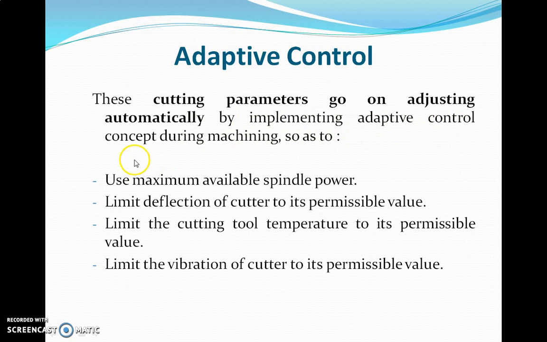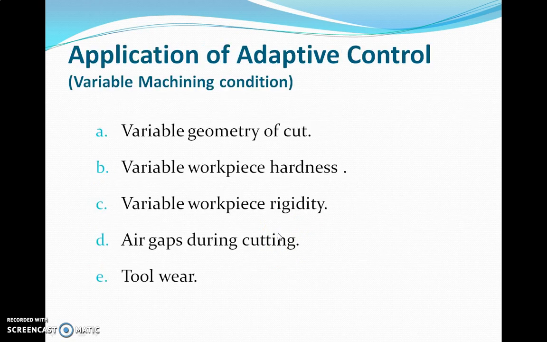By implementing the adaptive control concept during machining, we can maximize the available spindle power, limit deflection of the cutter to its permissible value, limit the cutting tool temperature to its permissible value, and of course we can also limit the vibrations of the cutter to its permissible value. Now if we control these parameters while doing the machining, we are making sure that the machine is used to its optimal capabilities. Now what are the areas, the applications where we can use adaptive control?